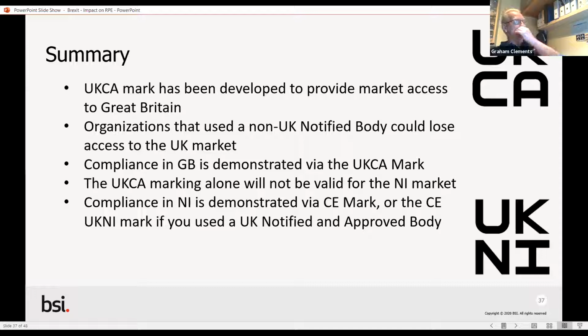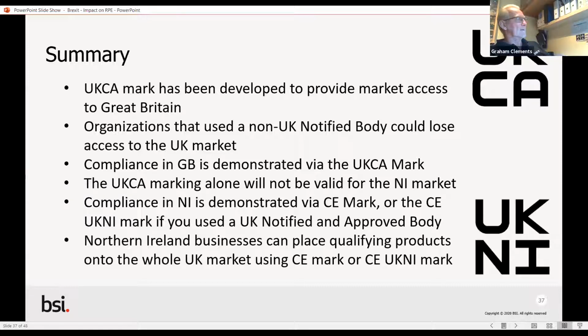Compliance in Northern Ireland is demonstrated by a CE Mark or the CE and UKNI Mark if you use the UK notified and approved body. Bit of a mouthful. So if you use a body that can offer both, then they can put both those marks on for you. Northern Ireland businesses can place qualifying products on the whole UK market using CE Mark or CE UKNI Mark.